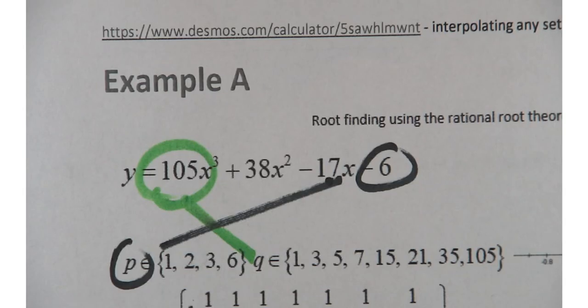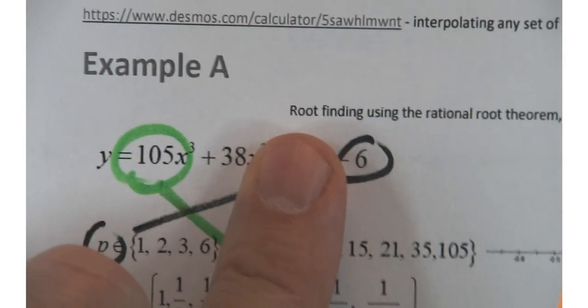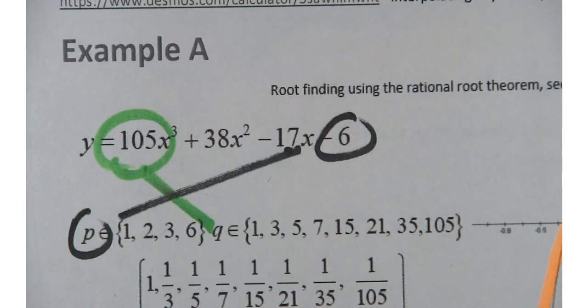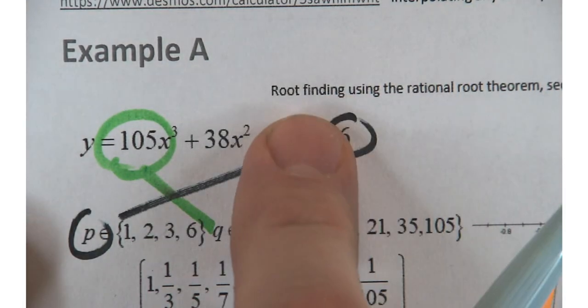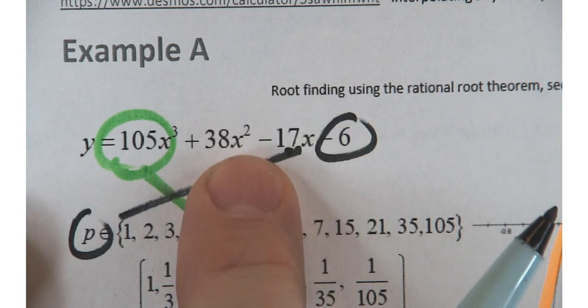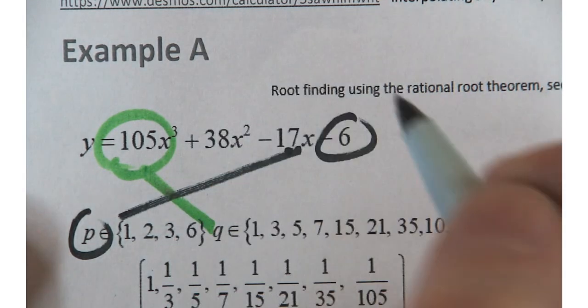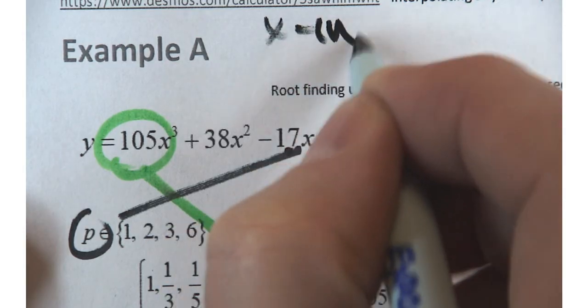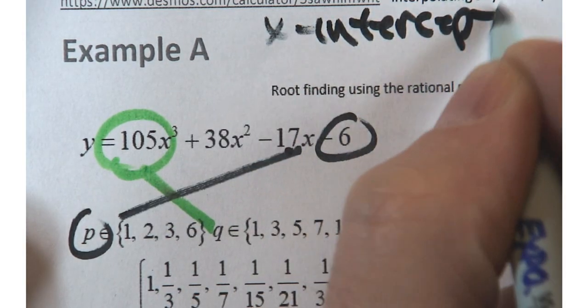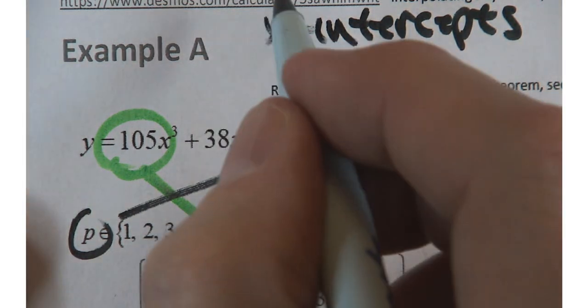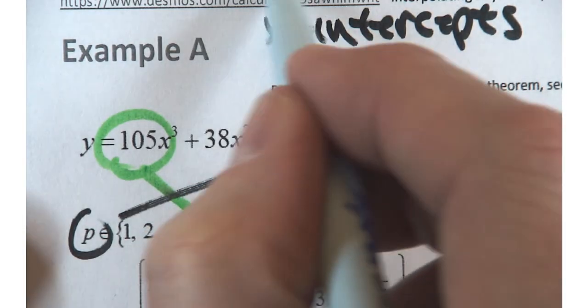Now, just a quick word here. I'm asking you to find the root. There are two other names that I use that are equivalent to root. Does anyone know what those are? What's another way to ask you to find the root of this polynomial? X-intercept. Good. And one more. Starts with a Z. Zeros.